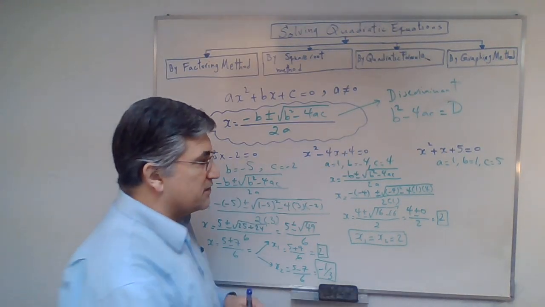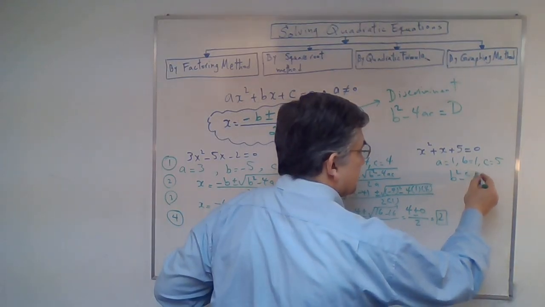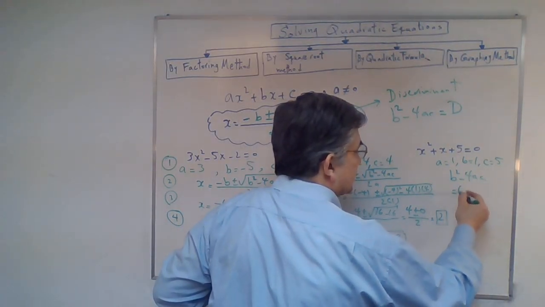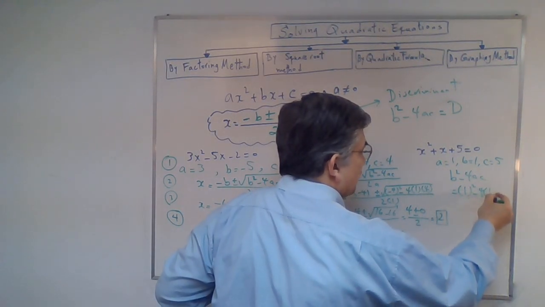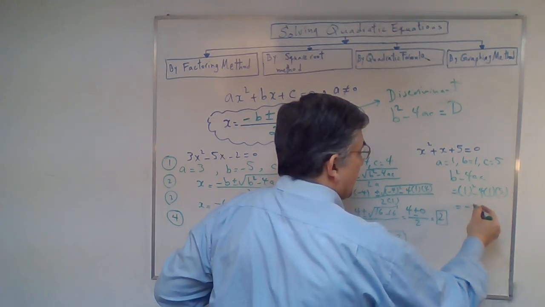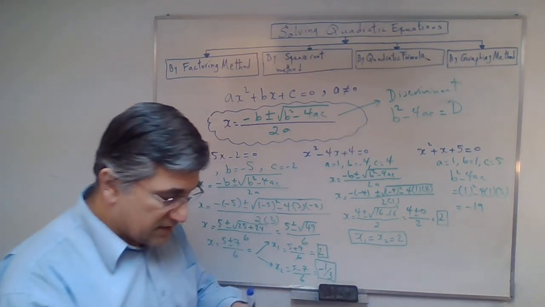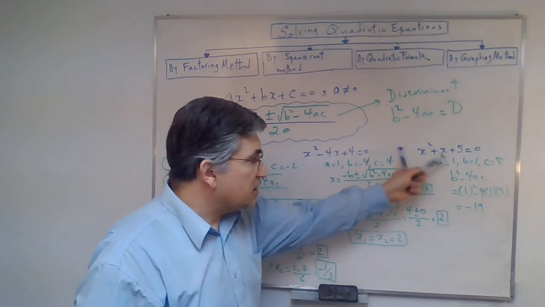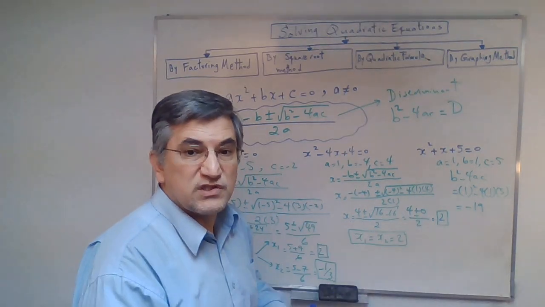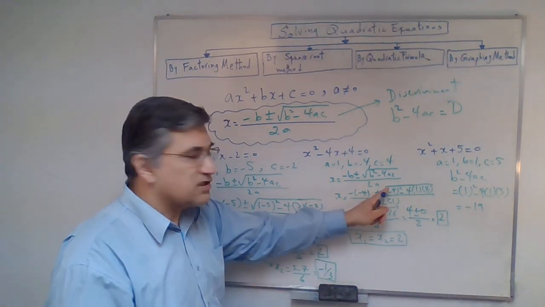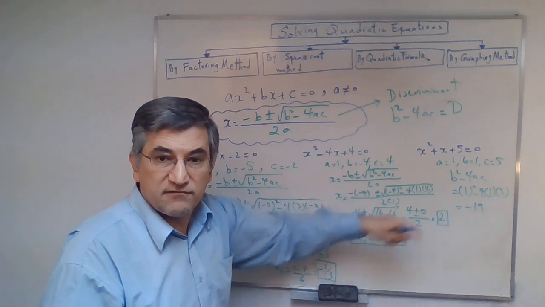Now in this case, let me find the b squared minus 4ac for this case, and see what happens. It's going to be 1 squared minus 4 times 1 times 5. I end up with negative 19. Something interesting. Now, if the discriminant is a negative number, which is negative 19, nobody can take the square root of a negative number, right?